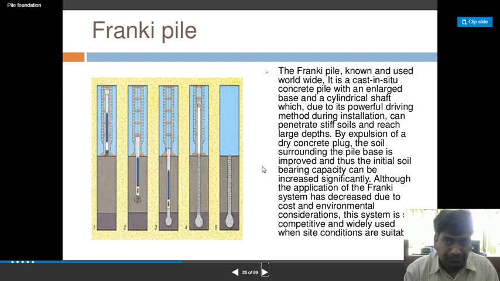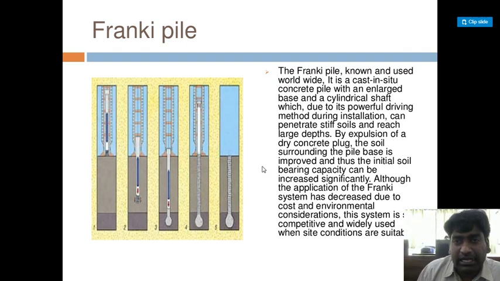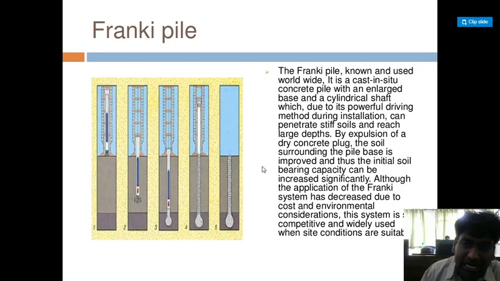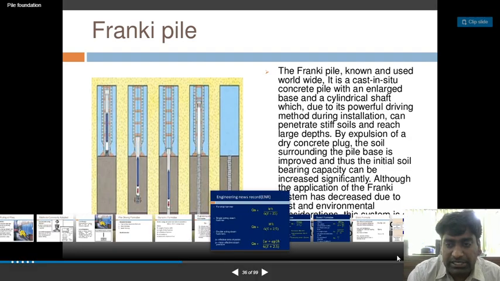Franki pile. The Franki pile, known and used worldwide, is a cast in situ concrete pile with an enlarged base and a cylindrical shaft, which due to its powerful driving method during installation can penetrate stiff soil and reach larger depth. By expulsion of a dry concrete plug, the soil surrounding the pile base is improved and thus the initial soil bearing capacity can be increased significantly. Although the application of the Franki system has decreased due to cost and environmental considerations, this system is still competitive and widely used when the site conditions are suitable.